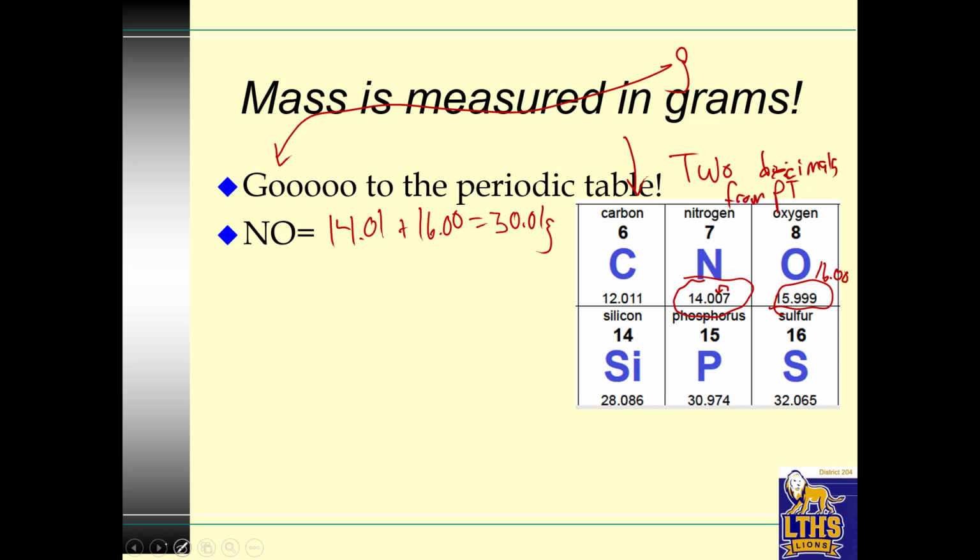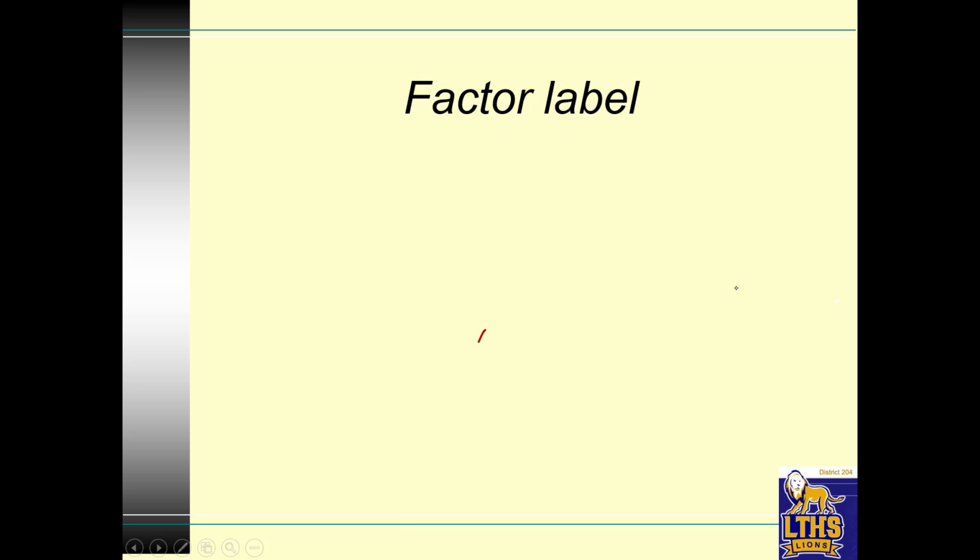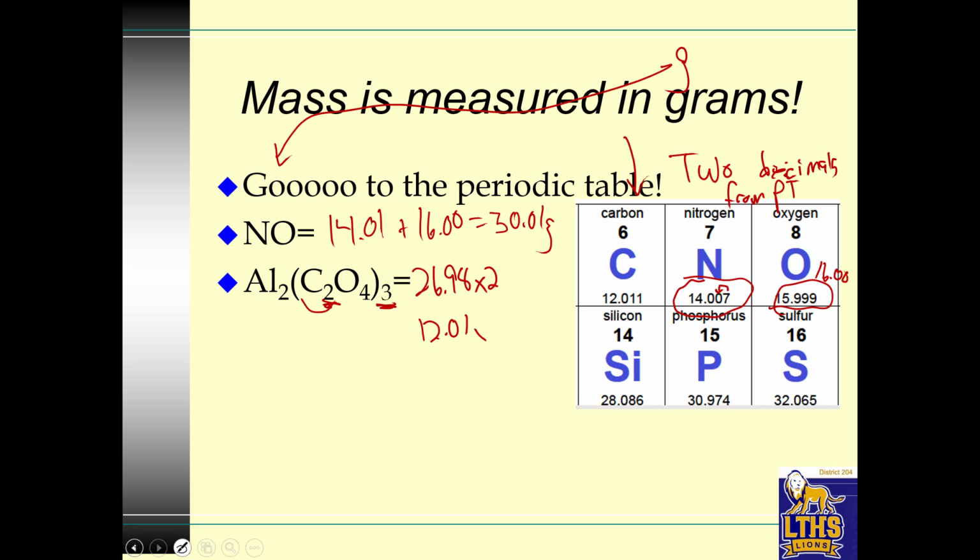30.01 grams. Oh, hey, how about that? Al2C2O4 taken 3 times. Okay, so you have a periodic table, I surely hope. Aluminum is 26.98 times 2. Carbon, now look in the periodic table. Hey, it's right here. It's 12.01. But do you see how I have 2 carbons times 3? Times 6.